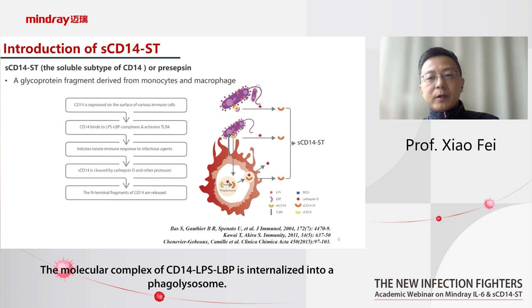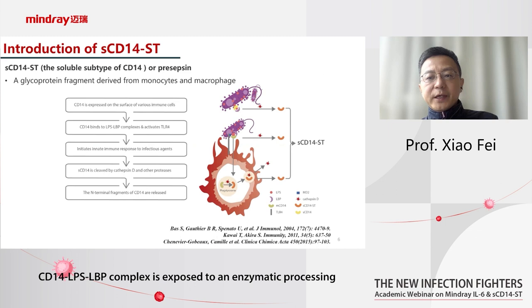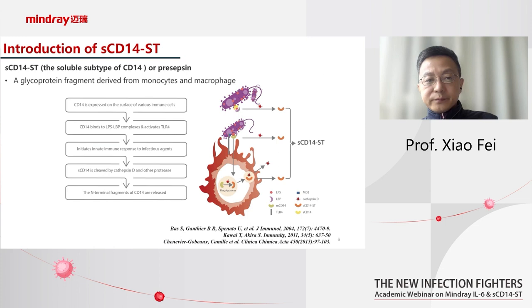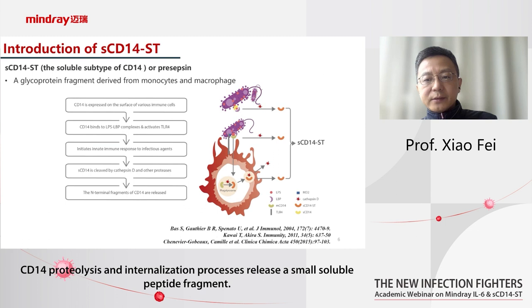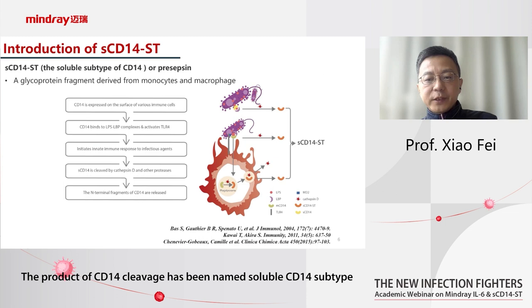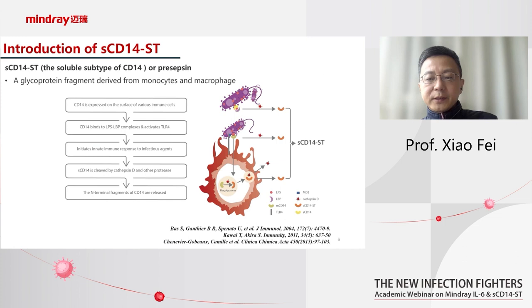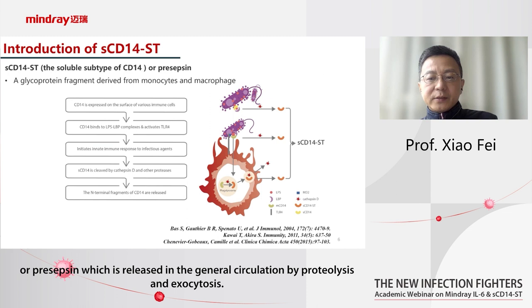The molecular complex of CD14-LPS-LBP is internalized into a phagolysosome. The CD14-LPS-LBP complex is exposed to enzymatic processing that needs a protease named cathepsin D. CD14 proteolysis and the internalization process release a small soluble peptide fragment. The product of CD14 cleavage has been named soluble CD14 subtype, or presepsin, that is released into the general circulation by proteolysis and exocytosis.